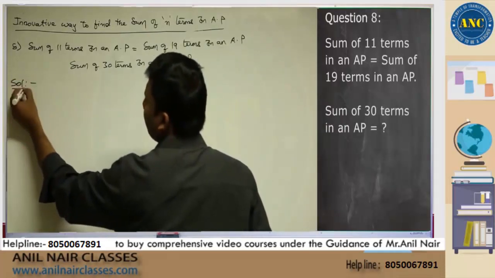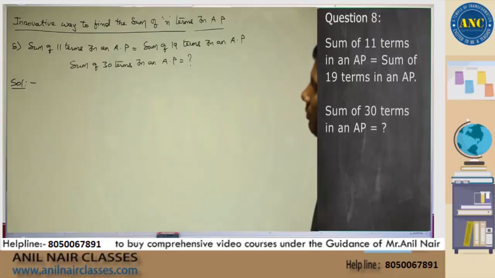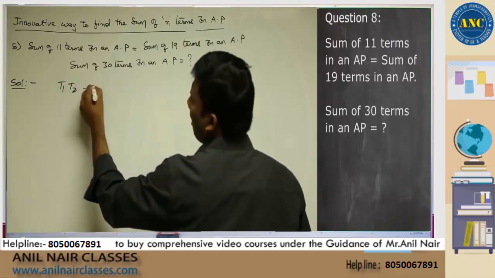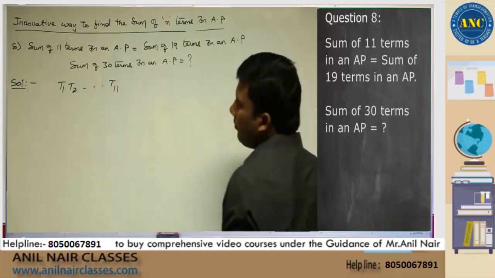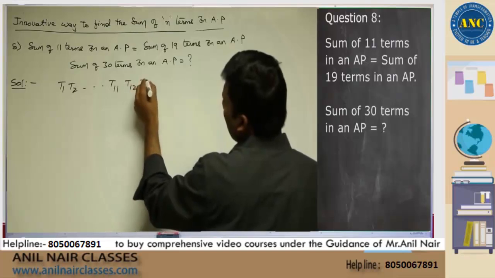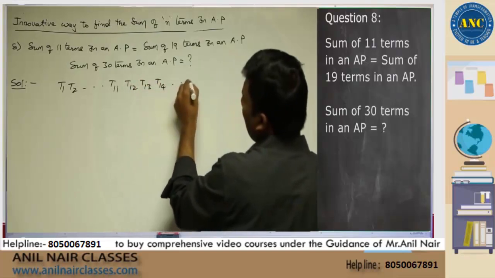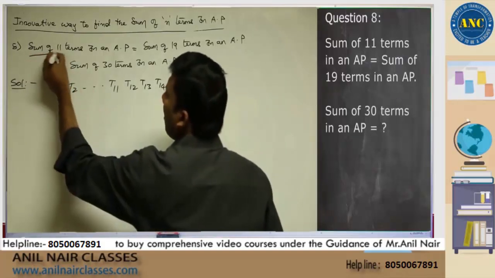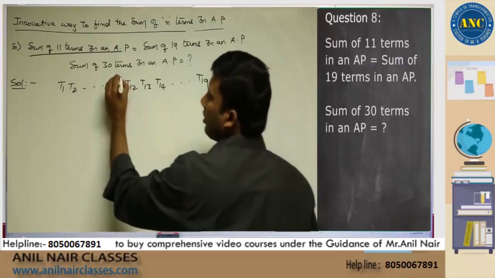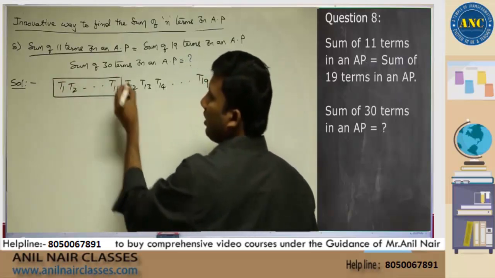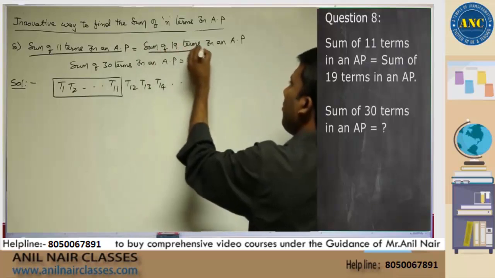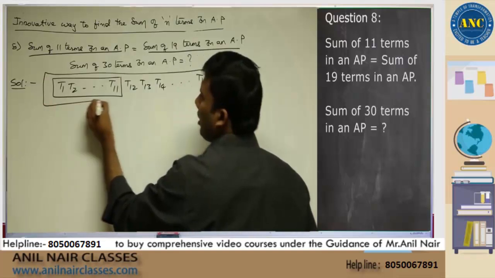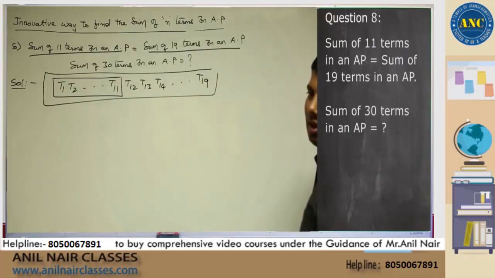Listen carefully. Step number 1. Sum of 11 terms in an arithmetic progression: T1, T2 till T11. Sum of 19 terms: T12, T13, T14 and so on up to T19. Read the question. This entire sum of these 11 terms is equivalent to the entire sum of these 19 terms.